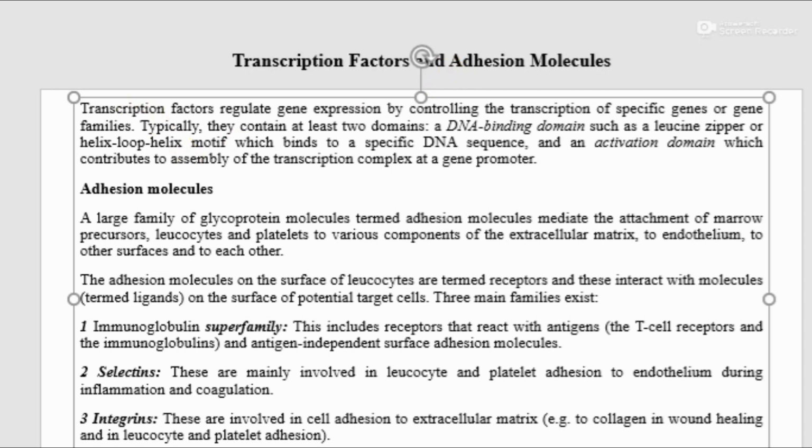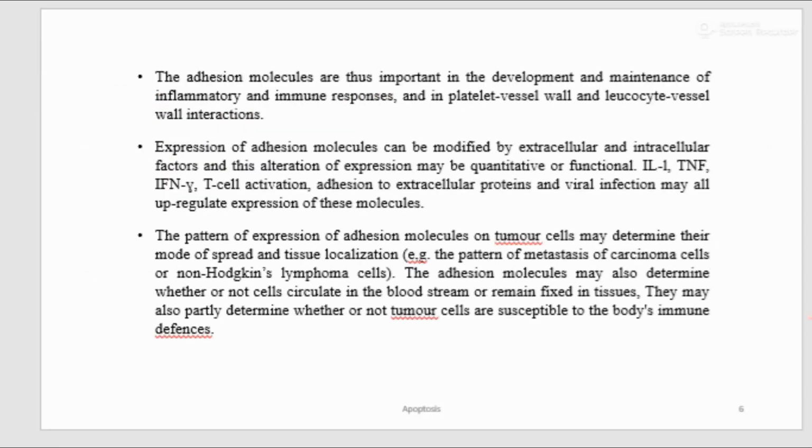Now what happens, the adhesion molecules are important for the maintenance of inflammatory and immune response. Why? If there is some cut, some damage, some accidental breakage or rupture of the vessel, then first there will be inflammation and then there will be immune response. Inflammation is beneficial in the sense that our immune system goes there, inflammation clears the debris and the cells collect all the unwanted material there, and then the immune response goes and platelet vessel wall and leukocyte vessel wall interaction starts, which repairs the damage.